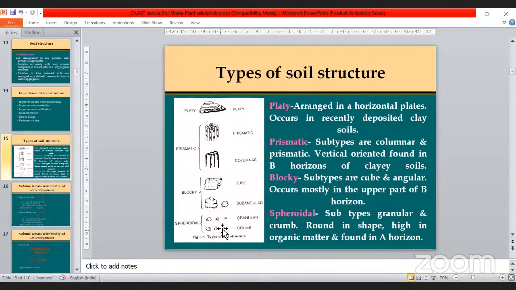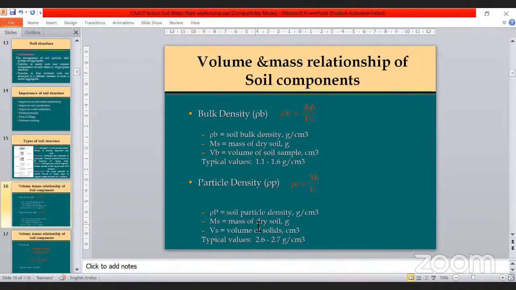But in the spheroidal type, there is a granular and crumb-like structure. The subtypes are granular and crumb, round in shape, high in organic matter, and found in the A horizon, the upper part. This type of soil structure is considered preferred for any type of crop growth and gives better yields. That's why this has been preferred.